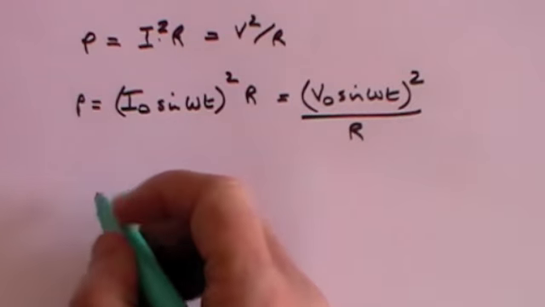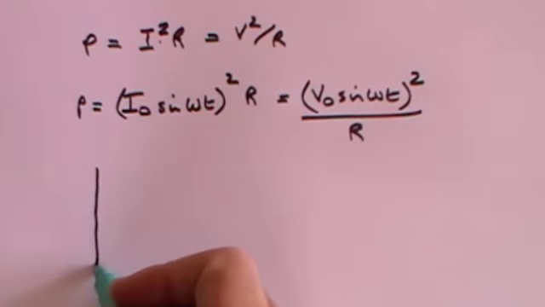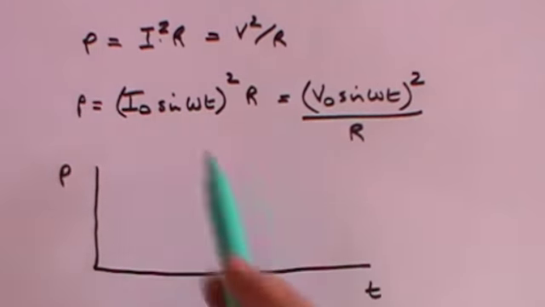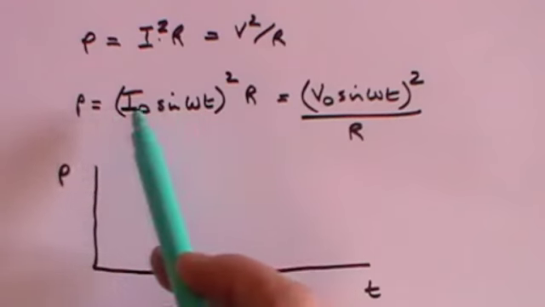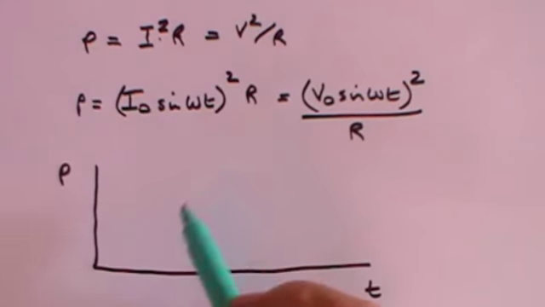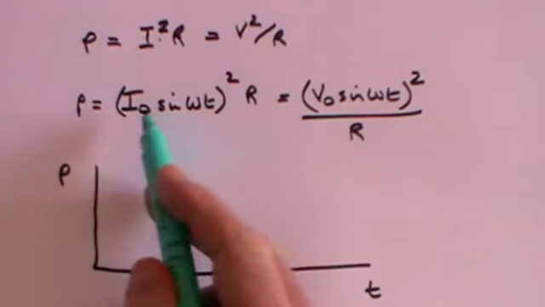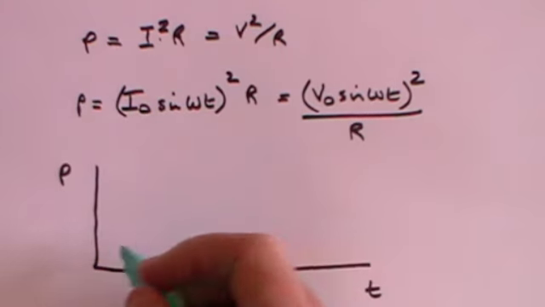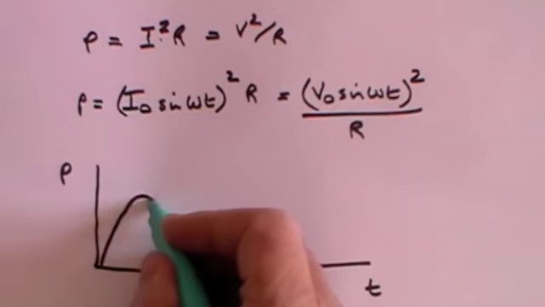So if we now plot the power against time, we see that we've got a squared term, an I squared term. So we are going to get essentially the sine wave squared. And that's going to look like this.